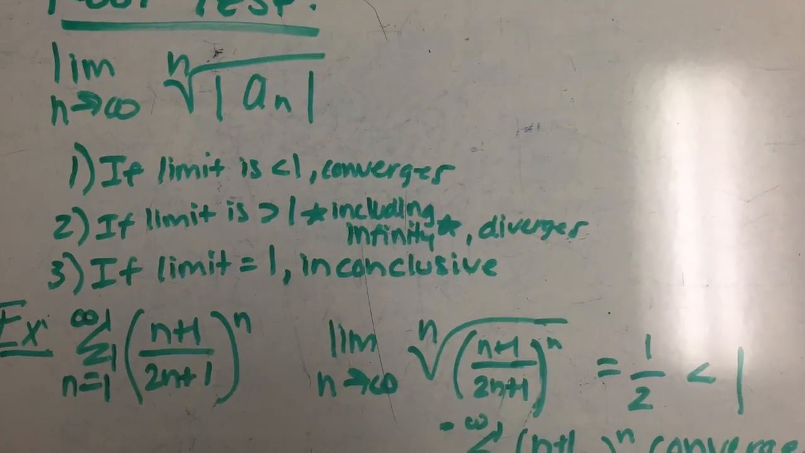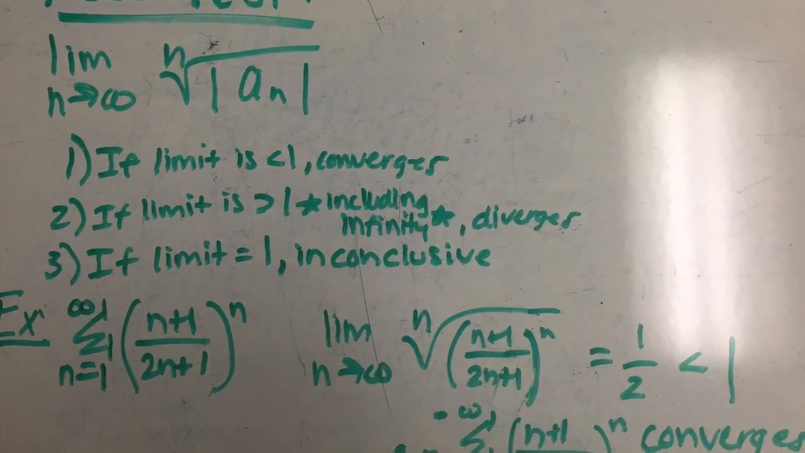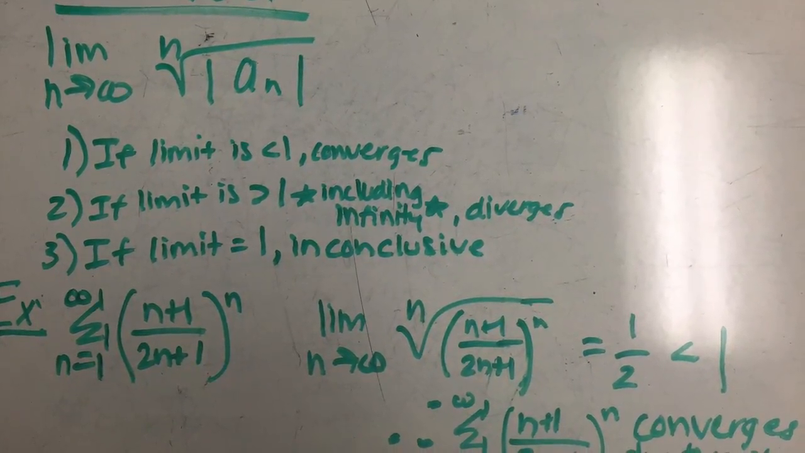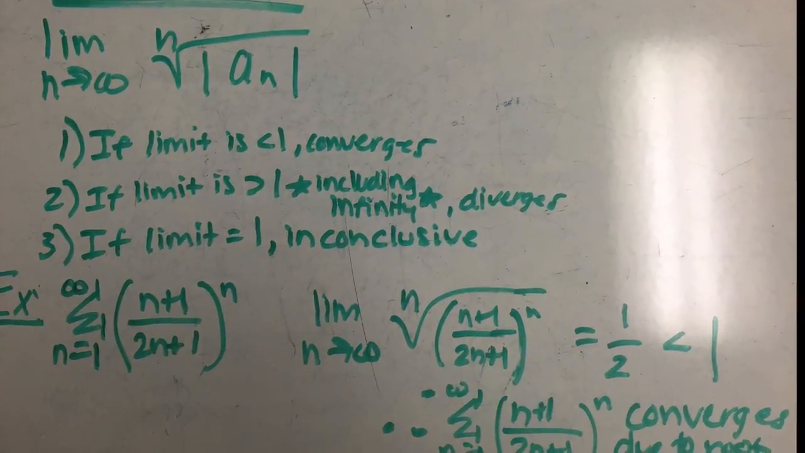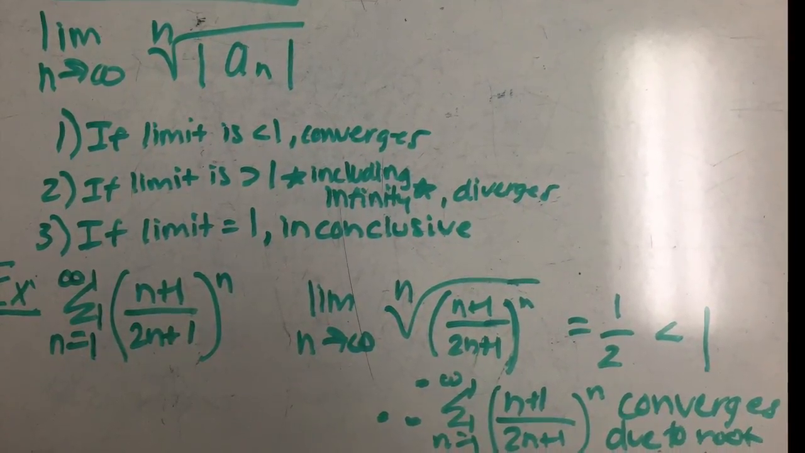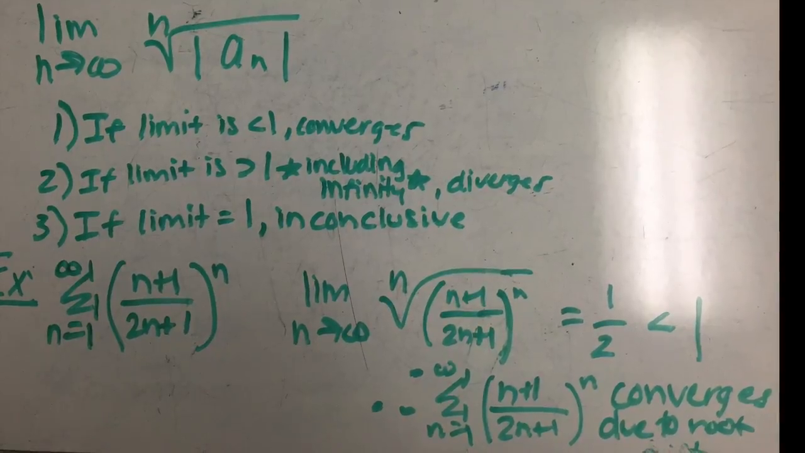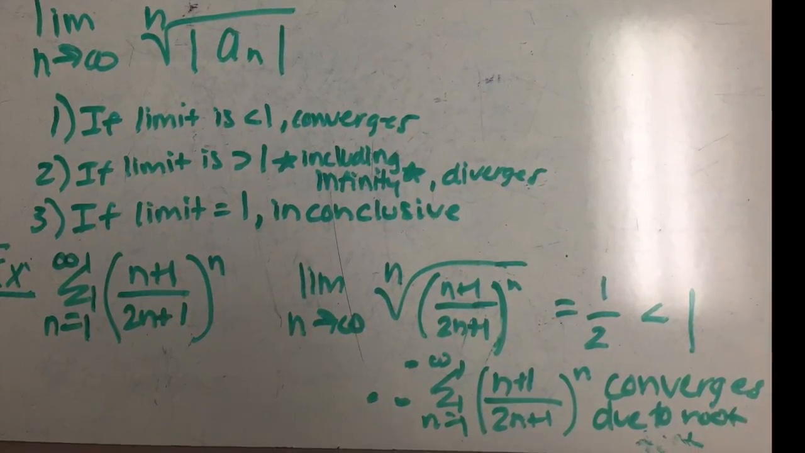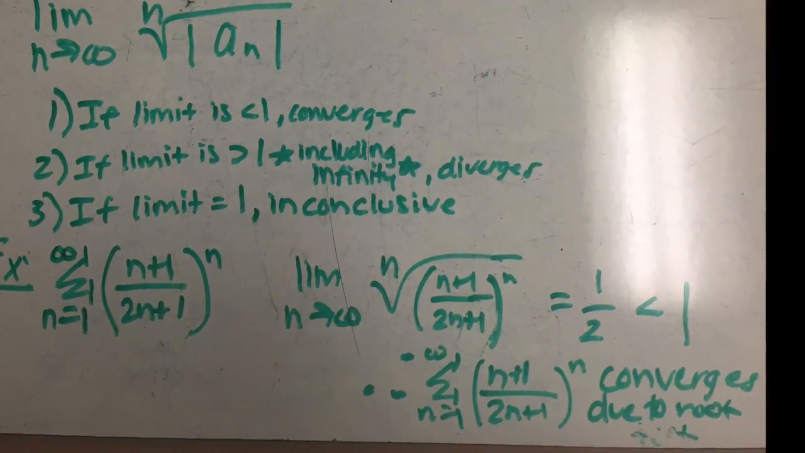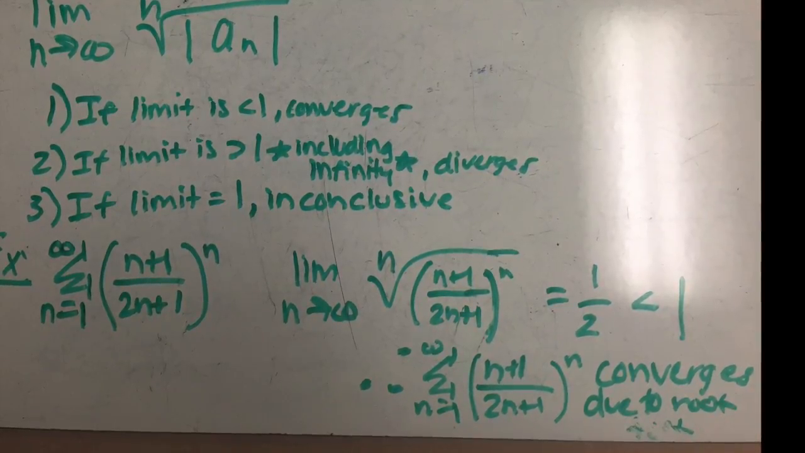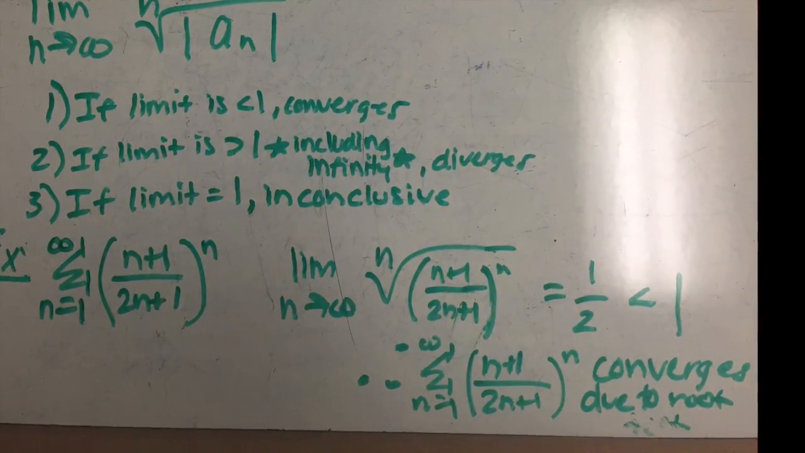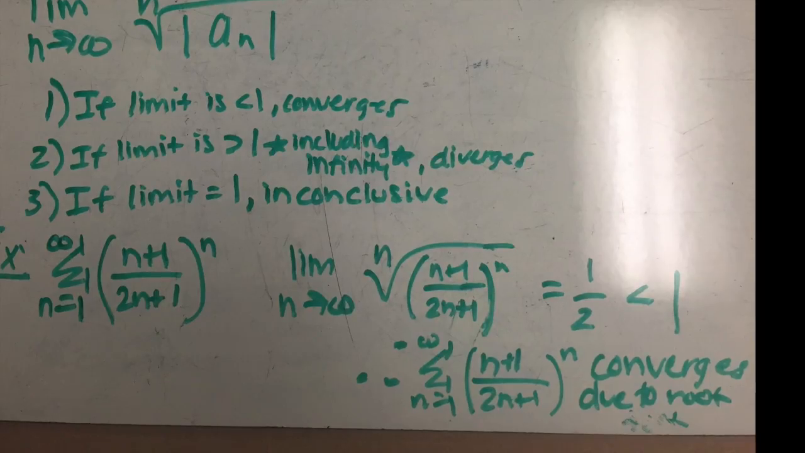And for this example, we're going to use the series of n plus 1 over 2n plus 1, to the nth power. So we're going to take the nth root of that. And the limit of the nth root of that is going to be 1/2, because you have a rational function and equal exponents, and 1 over 2 is 1/2. 1/2 is less than 1, so therefore the series converges.